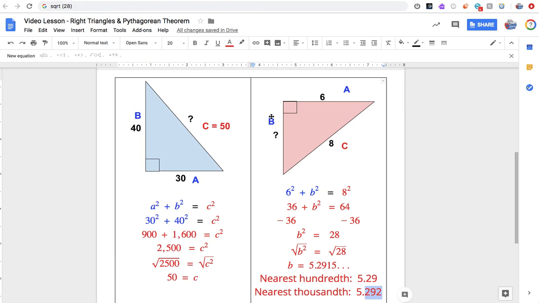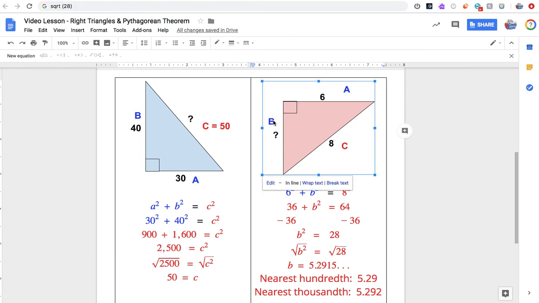If we plug that number up in here for b, 5.2, we see that that's pretty reasonable. It's just a little bit shorter than the 6, just like we would expect.